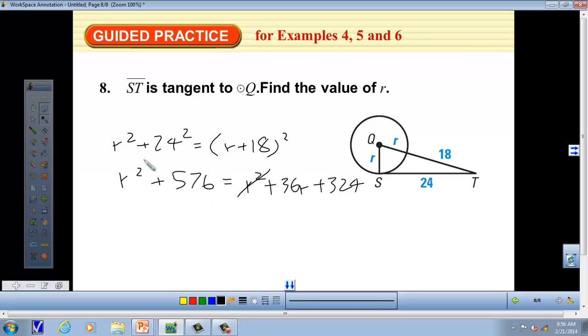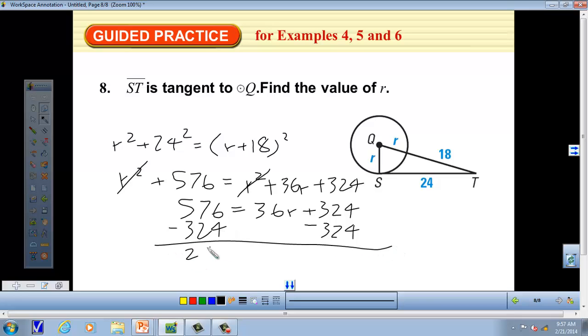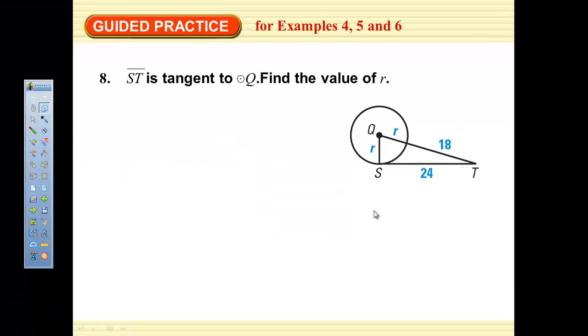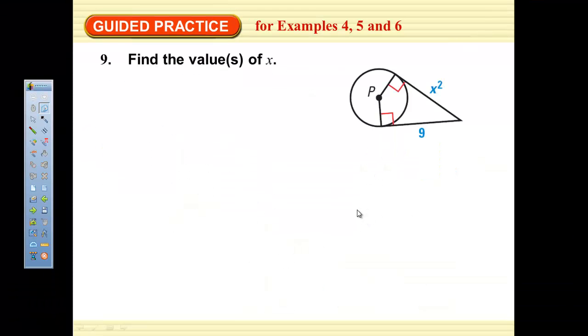The r squareds are going to cancel out. We get 576 equals 36r plus 324. Subtracting 324 from both sides, we end up with 252 equals 36r, and if we divide both sides by 36, we end up with r is equal to 7. So we get 7.